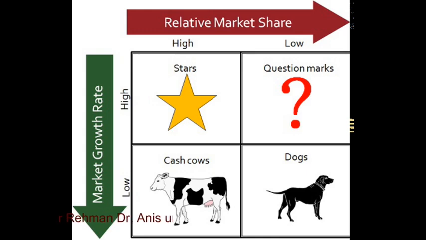First is the stars. So stars are those products which are in high growth markets with high market share. The question marks are those products which are in high growth markets with low market share, and the question marks are also known as the problem child. The third is cash cows. These are those products which are in low growth markets but they have very high market share. And the last is the dogs, which shows those products which are having low growth and low market share.